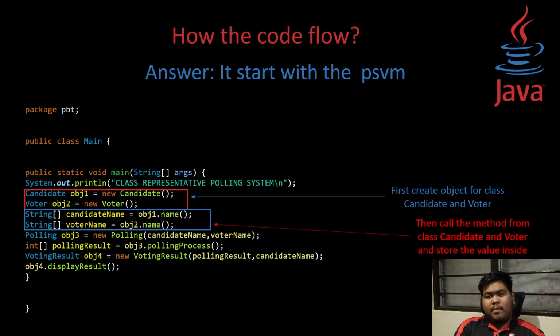So you might be wondering, why didn't we call all of the classes simultaneously instead of doing it like this? Well, because the polling and voting result classes need to have a value when we create an object for them. Right now the values are not initialized yet, so we cannot pass those values.